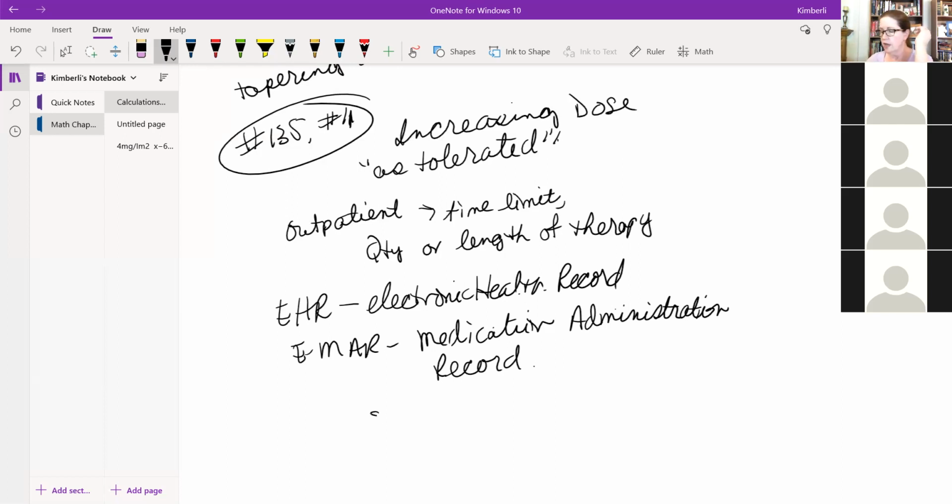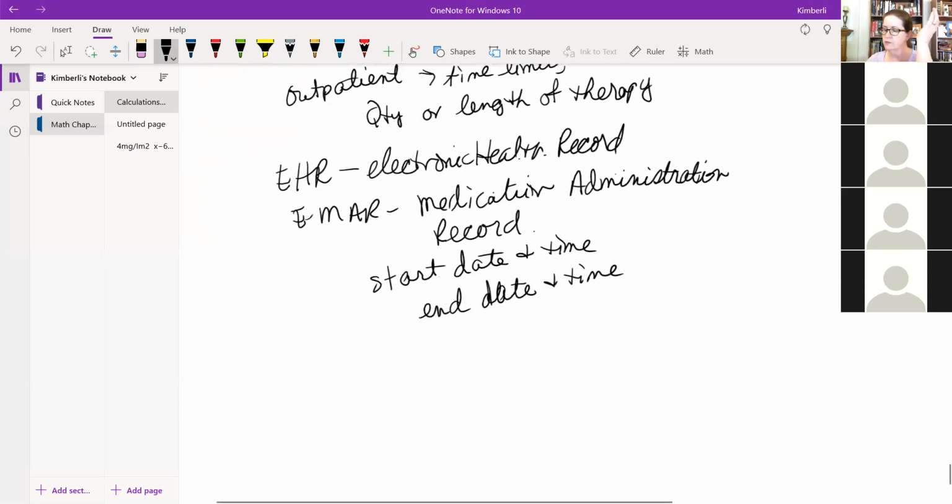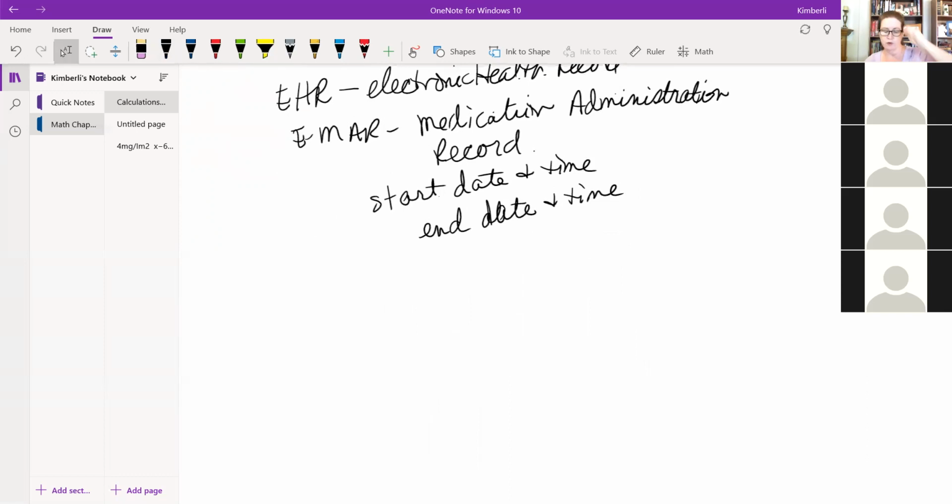So they usually have a start date and time, and an end date and time. In other words, if they're still here in 3 weeks, we're going to stop this in 10 days, or however long. They're going to put an end date and time so that they don't just keep taking it forever and ever. Okay, so here's some of these things.